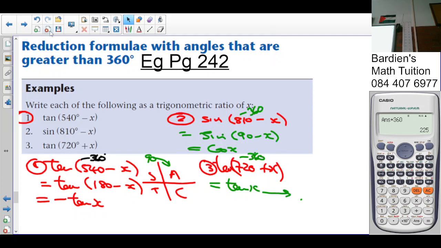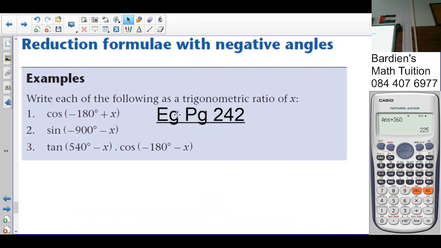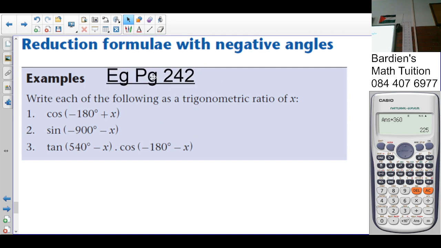Alright, the last thing we need to squeeze in before the bell rings. Reduction formulae with negative angles. That's your next heading, your subheading.